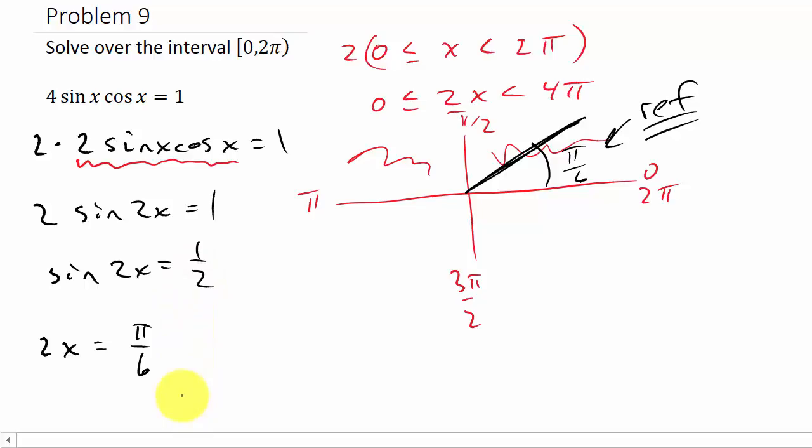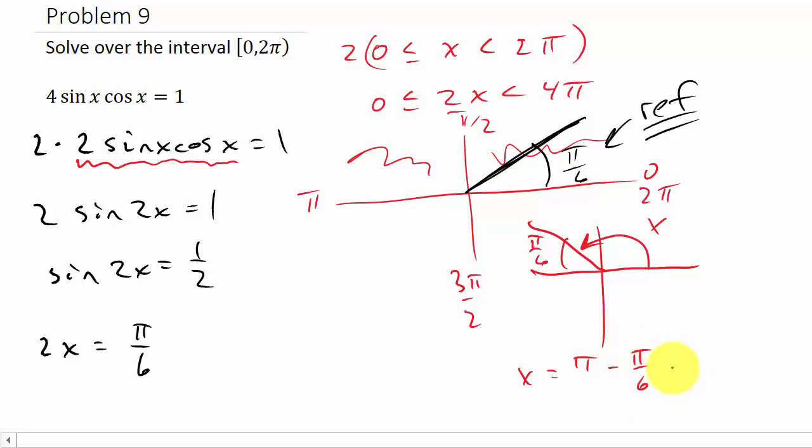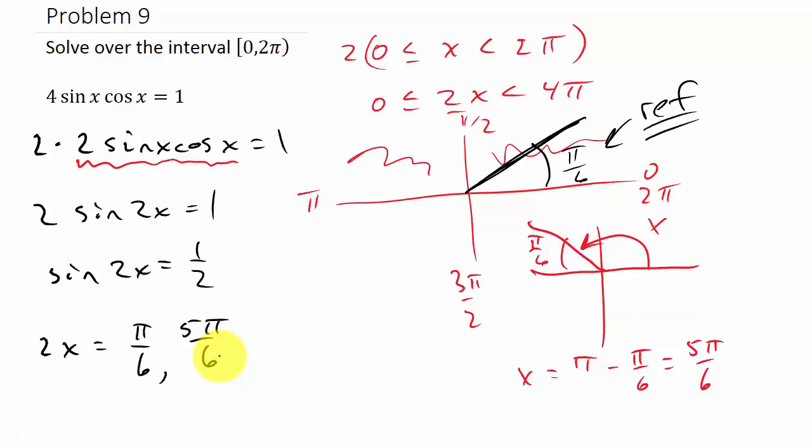Okay. Now let's look for the second quadrant angle. Here's my reference angle, pi over 6. So x is going to be pi minus pi over 6, which will give me 5 pi over 6. Alright, so that's 5 pi over 6. So we've gone around once. Well, we've got to go around again.